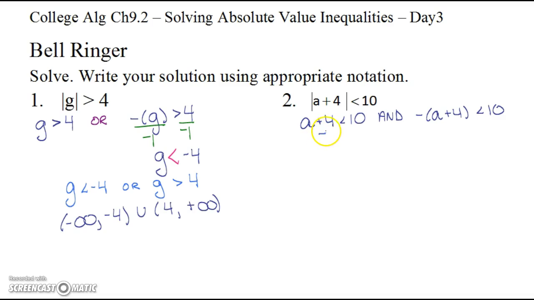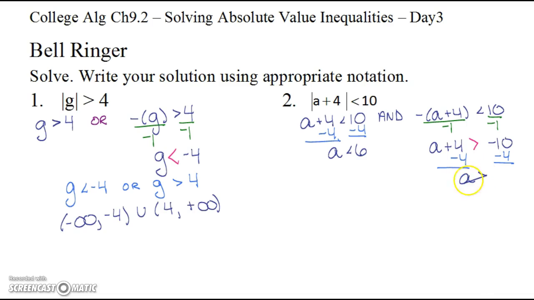I'll solve the left-hand side by subtracting 4 from both sides. A is less than 6. I choose to divide both sides by -1 right away. We will have a plus 4 and -10, but because we divided by a negative, we must flip the inequality symbol. To finish solving, I'll subtract 4 from both sides again. A is greater than -14.